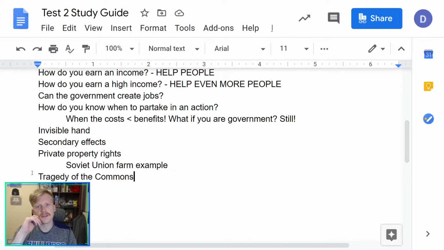And they also talked about whales, right, for their whale oil. No one owned the whales, so there's only incentive to consume them, to go out there and hunt whales, right? Thankfully, someone found an alternative to whale oil. We already talked about private property rights.